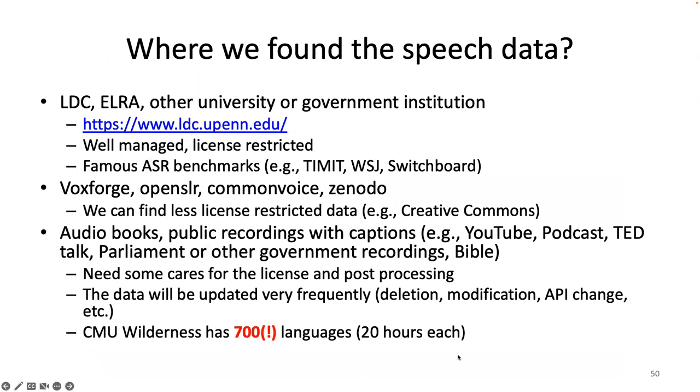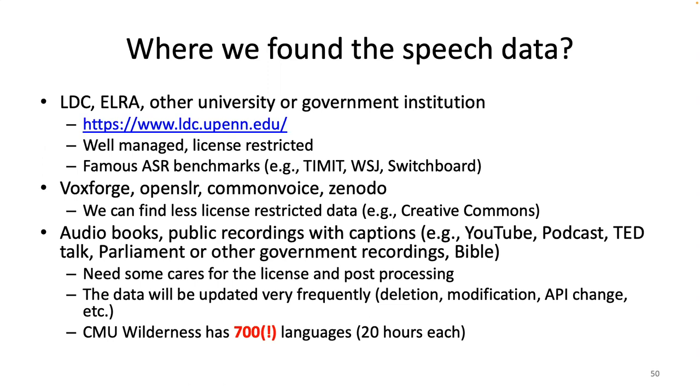I kind of explained about the read speech and the spontaneous speech. And there are actually a lot of speech data in the world. If you check, for example, the LDC or other institutions, you could get a lot of data. Among them, the LDC is the most famous institute to host a lot of linguistic data, and famous speech data is usually released from this LDC, like TIMIT, Wall Street Journal, Switchboard.